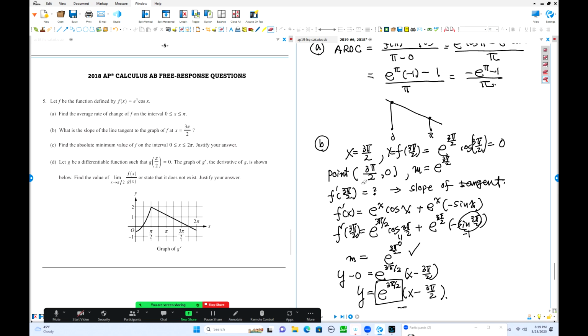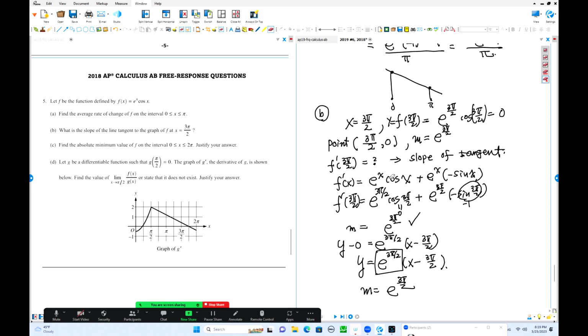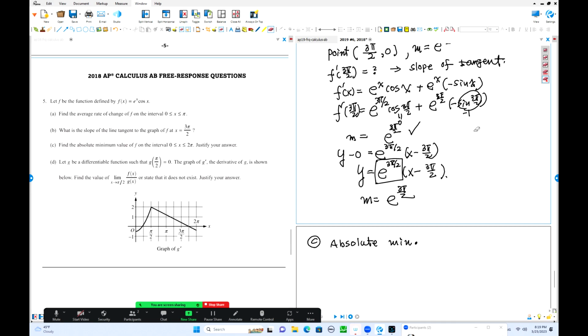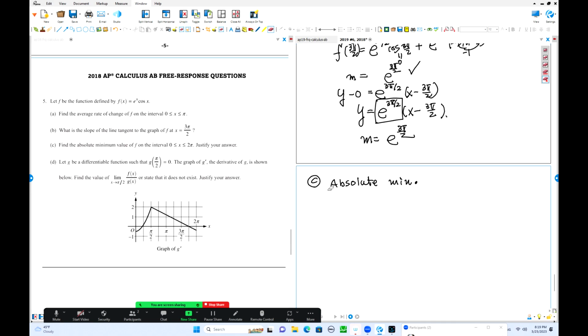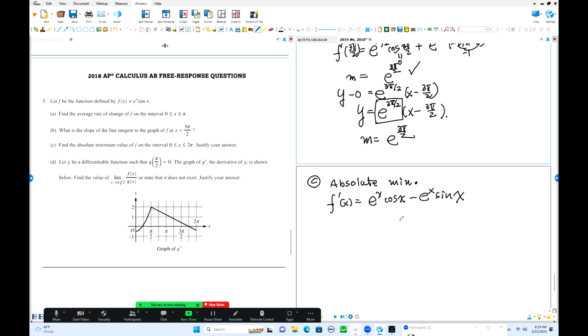F prime x we did already over here. F prime x is e to the x cosine x minus e to the x sine x, okay? So the first derivative we did already: e to the x cosine x minus e to the x sine x. Can you see that over here? That is the derivative. So to make it zero over here, okay?